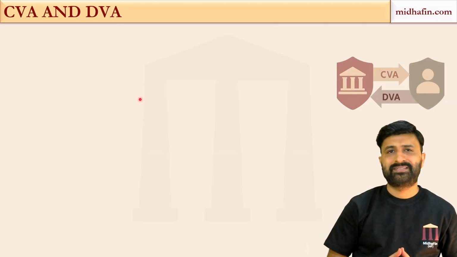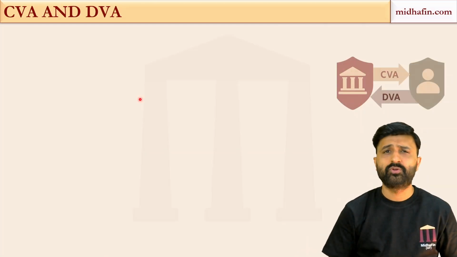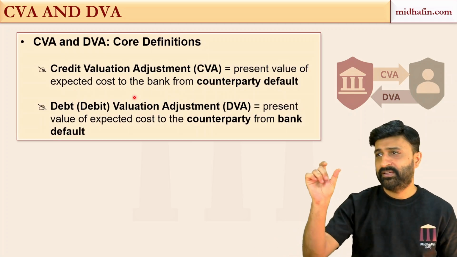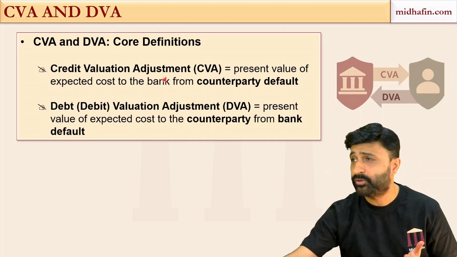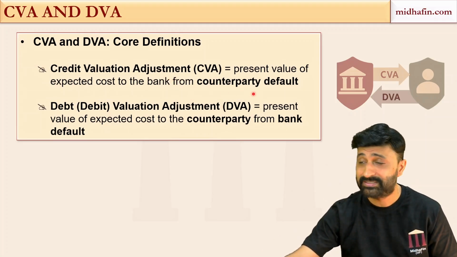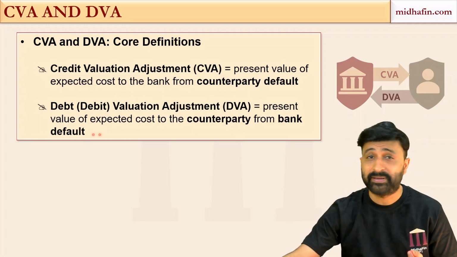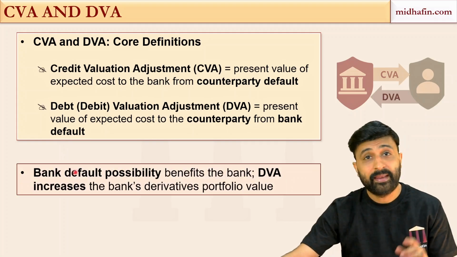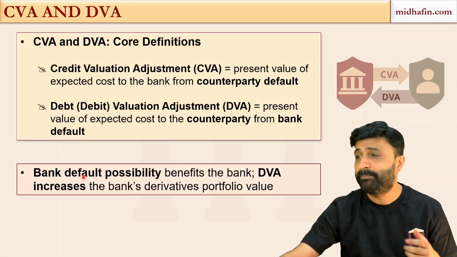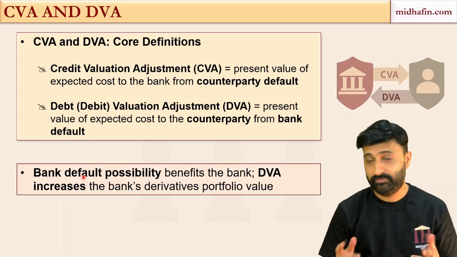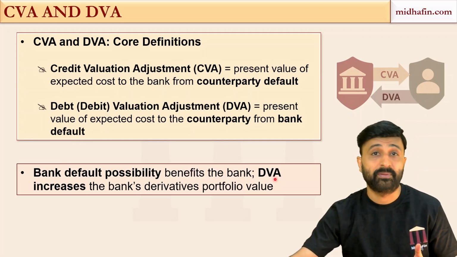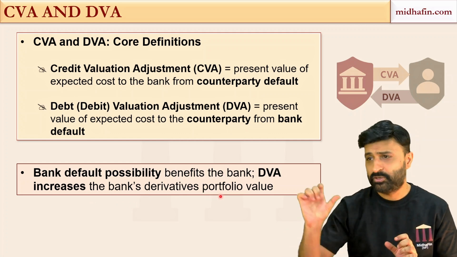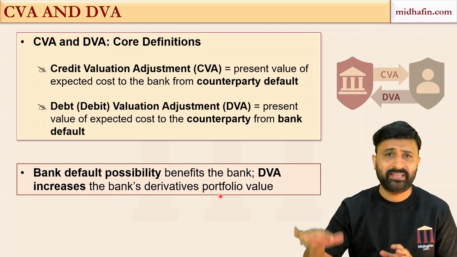Okay, let's begin with the basics of CVA and DVA as introduced back in one of the earlier chapters. Now, CVA is the present value of the expected cost to the bank if the counterparty defaults, and DVA is the present value of the expected cost to the counterparty if the bank itself defaults. Because the bank's own default would mean some payments might never be made from the bank side, DVA is actually a benefit to the bank. So it increases the value of its derivatives portfolio. Okay, so that's our base, CVA, DVA, and where they come from.